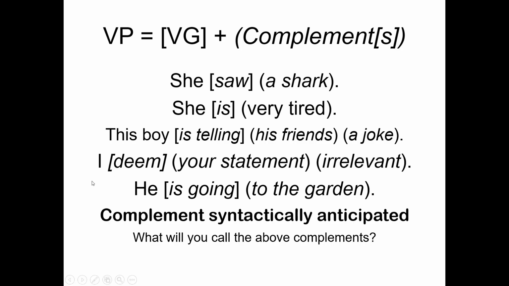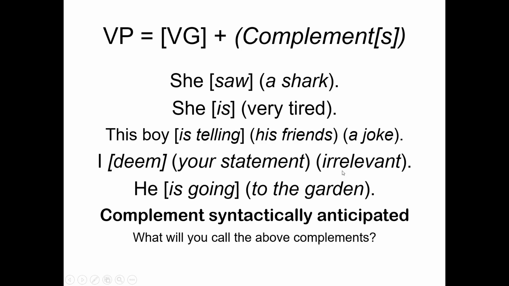The next sentence is, I deem, I find, I consider your statement irrelevant. So your statement, what kind of complement is it? It's an object because you can move it to the front. Your statement is deemed irrelevant. Yeah? So this is the object, your statement. And this one, irrelevant, this describes the object. What is irrelevant? The object, your statement. So irrelevant would be object predicative.